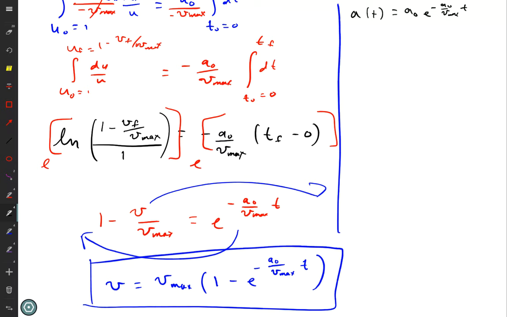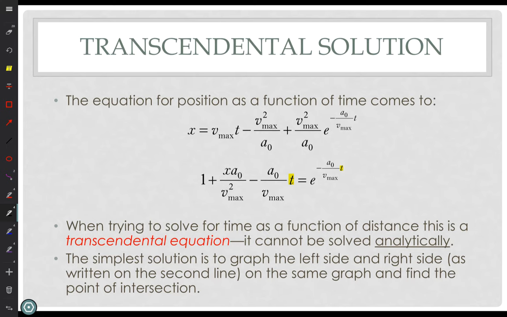I could find the position as a function of time from this velocity equation. How would I do that? I would have to replace v with dx dt, separate the variables, and integrate. I only have 5 minutes left, so I'm going to skip this second slide that was for doing that and go to the solution. What you find when you integrate that velocity equation up to find position is that the position is Vmax multiplied by time, a linear term, minus Vmax squared over A0, a constant, plus Vmax squared over A0, e to the minus A0 over Vmax t.